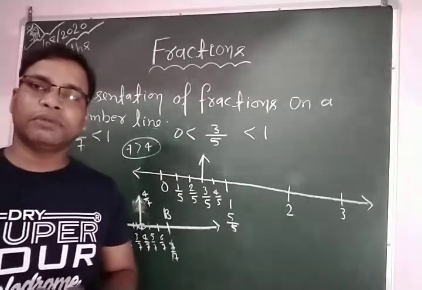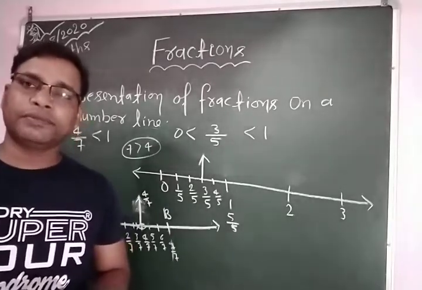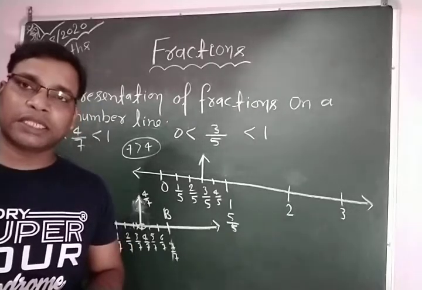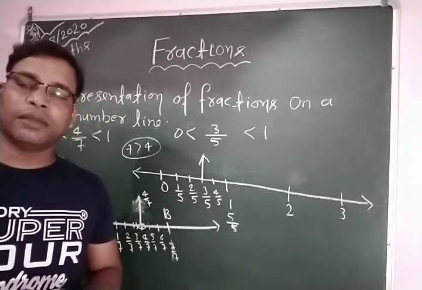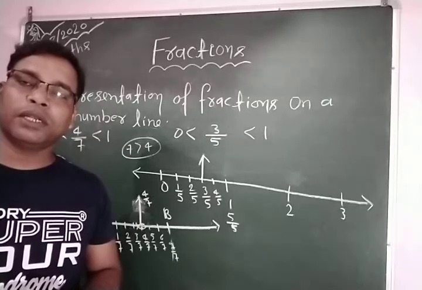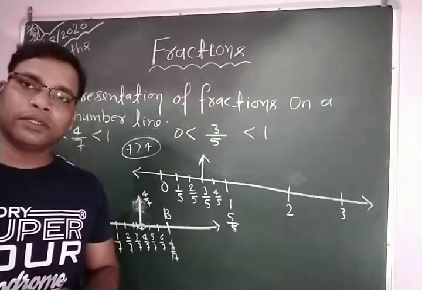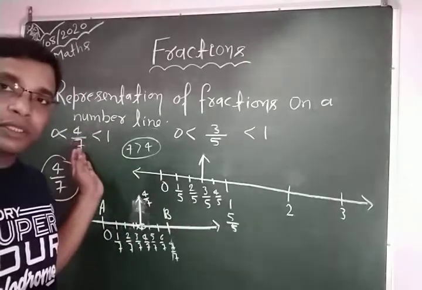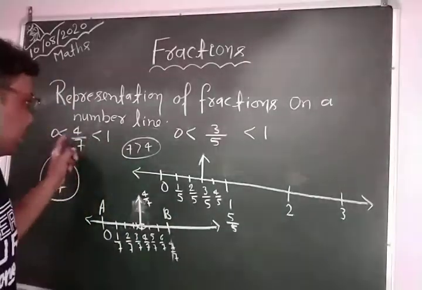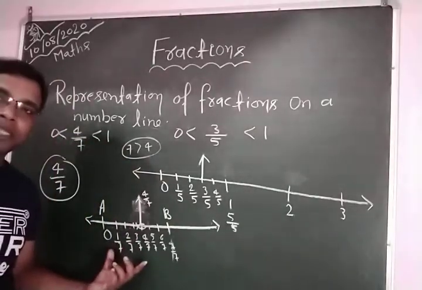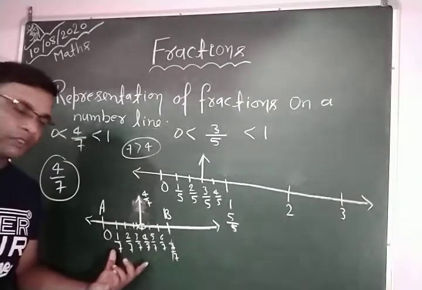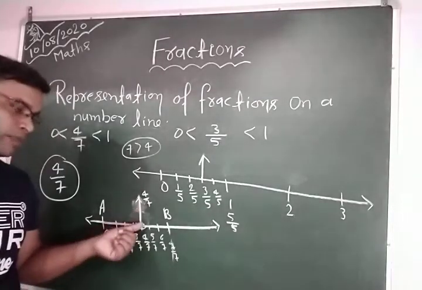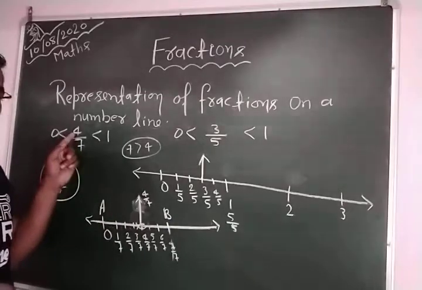If the fraction lies between 0 and 1, then we divide the line segment between 0 and 1 into parts according to the denominator. Here you can see the denominator is 7, so we divide the line segment between 0 and 1 into 7 parts, and here we take 4 parts because the numerator is 4.